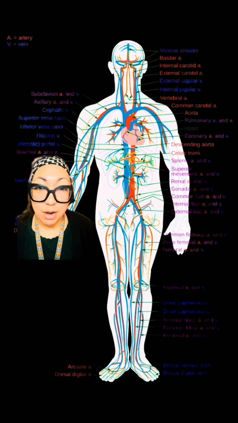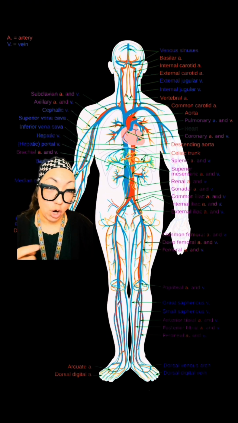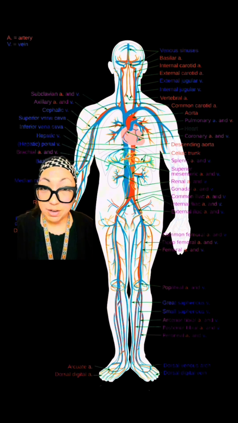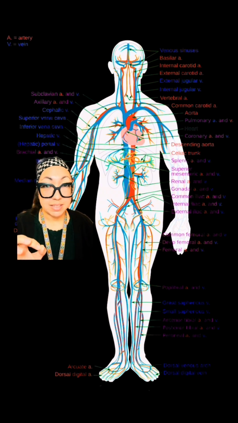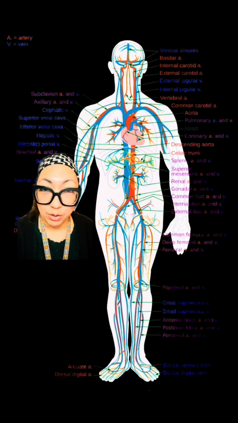The reason I want to emphasize the direction of blood flow is because when you get to cardiopulmonary circulation and fetal circulation, you can get really mixed up if you've associated arteries and veins just with color. So let's take a quick look at that.